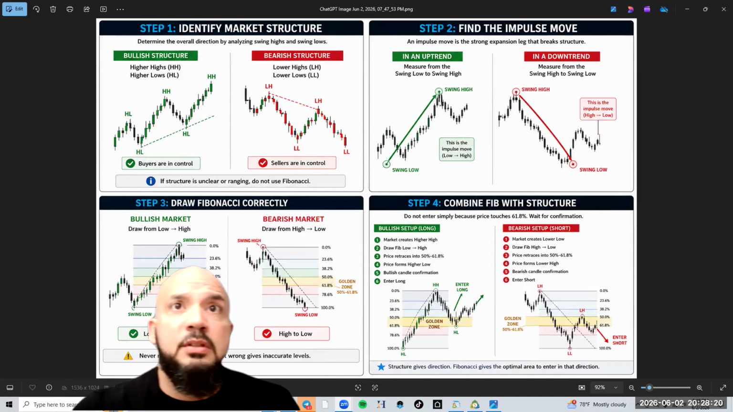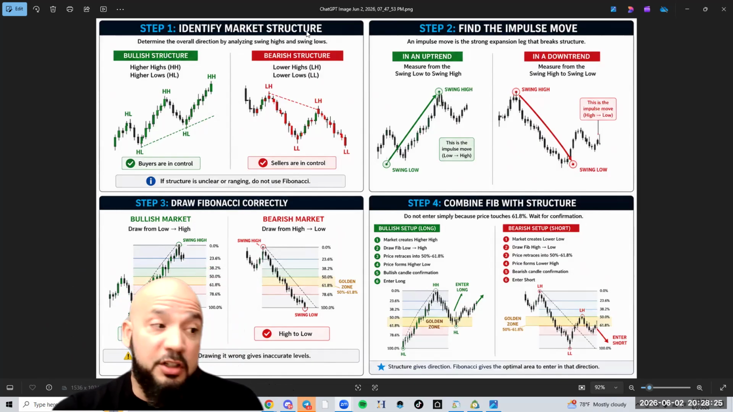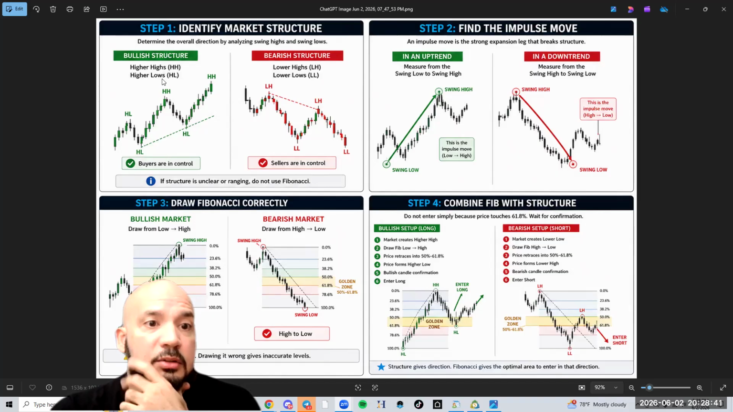All right. So step one, like it says right here, identify market structure, just like I was just saying to you guys. Before touching Fibonacci, you have to determine if the market is bullish or bearish. For bullish structure, you want higher highs and higher lows, which these are, right? You want to determine that. For bearish structure, you guys already know this from the market structure class, you want your lower highs and your lower lows.